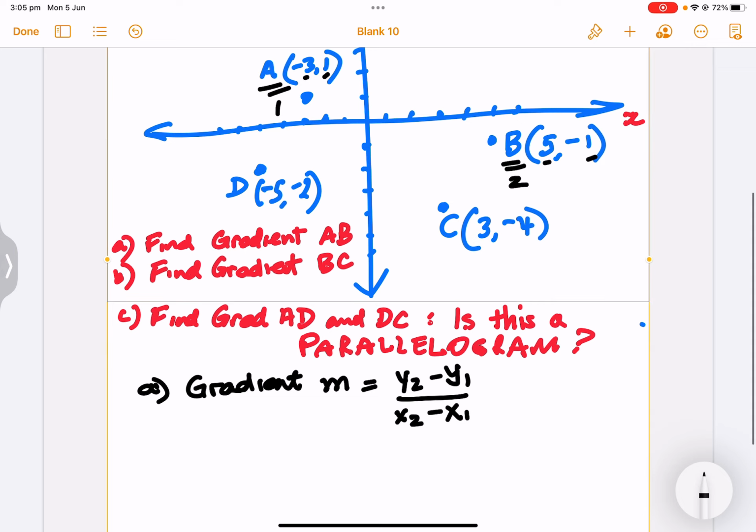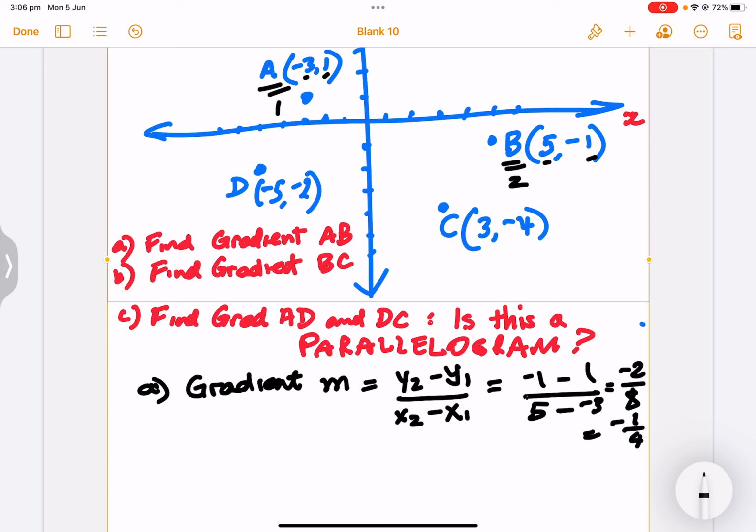So substituting in, I could have done y of B minus y of A if you like, that's fine. Y2 is the second y value, which is -1. Minus, and y1 is over in point A. The x value of point B is 5, and the x value of point A is -3. So we get -2 over 5 minus negatives, plus 5 plus 2 is 8. So we get -1/4 if we simplify that.